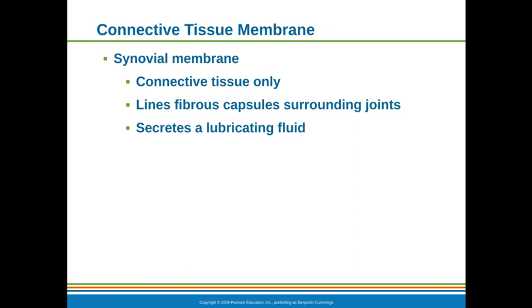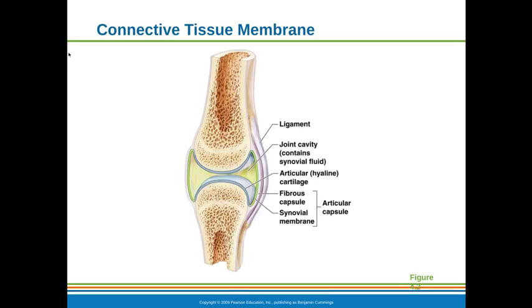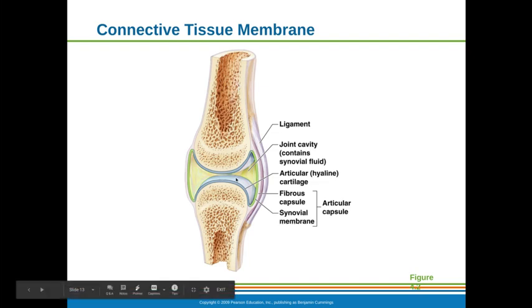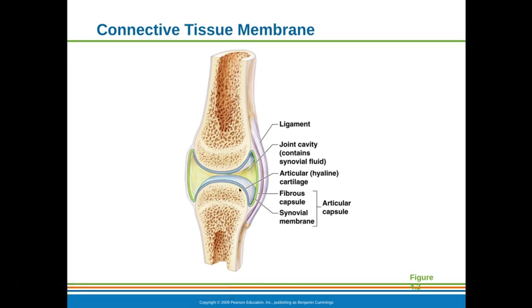Okay, so lastly, we have our synovial membranes. This is connective tissue only. And it lines fibrous capsules that surround our joints, our synovial joints, and it also will secrete a lubricating fluid. Now, we need these to help with the forces that are being pushed against each other here. So we have this synovial membrane here that produces that. It's nice and smooth. It's going to keep the bones from rubbing together.